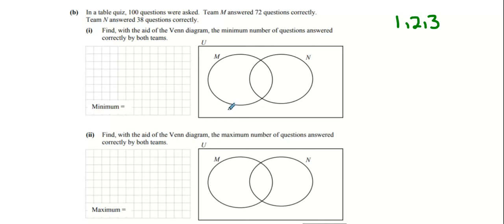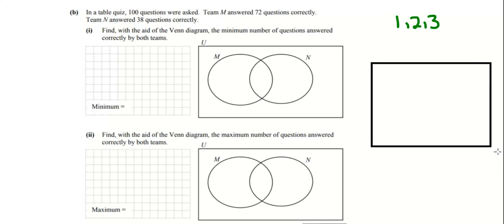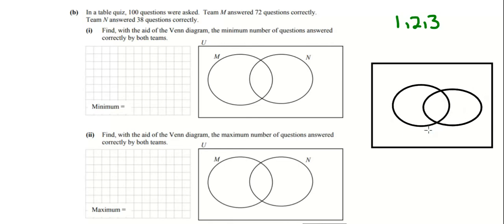Okay, team M answers 72 questions. So we're just going to toy around with this for a minute. What I'm going to do is make another one of these in the corner, and I'm going to show you what we're going to do. Okay, so we have M and N. Now, find the minimum number of questions answered correctly by both teams. So 100 questions in total. If we put 72 here and 38 here, we know that's too much because it adds to give you something over 100. So let's toy around with some numbers we can put in here.